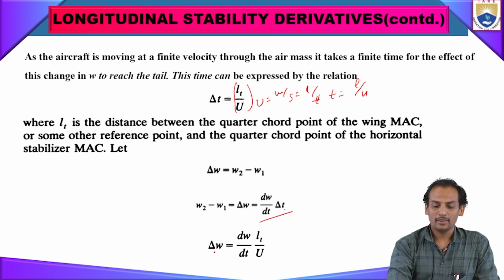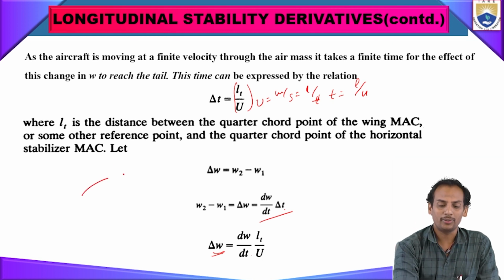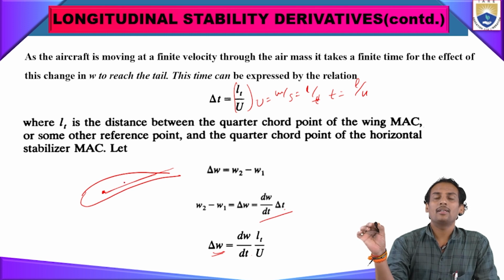So the total delta w can be written as dw by dt into lt by u. Here lt is the distance between the quarter chord of the wing's main chord and the quarter chord point of the horizontal stabilizer. If it is an airfoil section, the quarter chord will be up to here. So the reference point is taken from here.